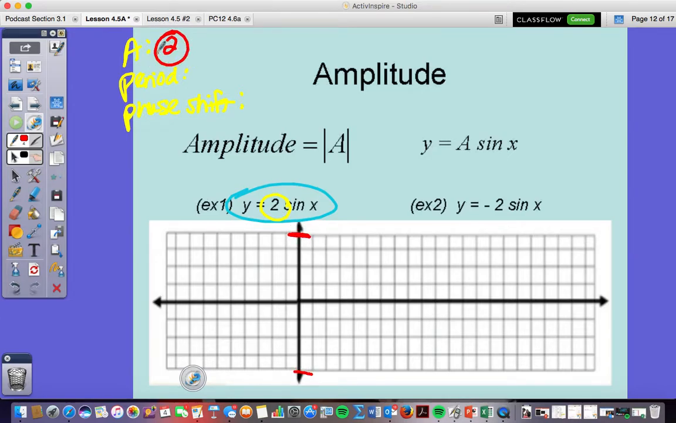Someone stand up. Give me what my period would be. Someone other than David. Is it 2 pi? You're right. What's the formula? 2 pi over B. Good, and what is B? 1. How do I know? Because it's just absent from the x. Good, it's connected to x.